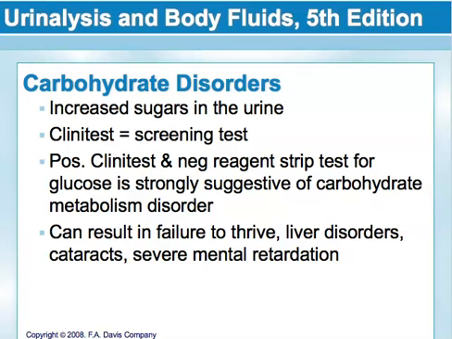And then the final group that we're going to mention are the carbohydrate disorders, where you'll see increased sugars in the urine, usually due to an inherited disorder. Infants and children should be screened for reducing substances using the clinitest. A positive clinitest and a negative reagent strip test for glucose is strongly suggestive of carbohydrate metabolism disorder. This can result in failure to thrive, liver disorders, cataracts, severe mental retardation.